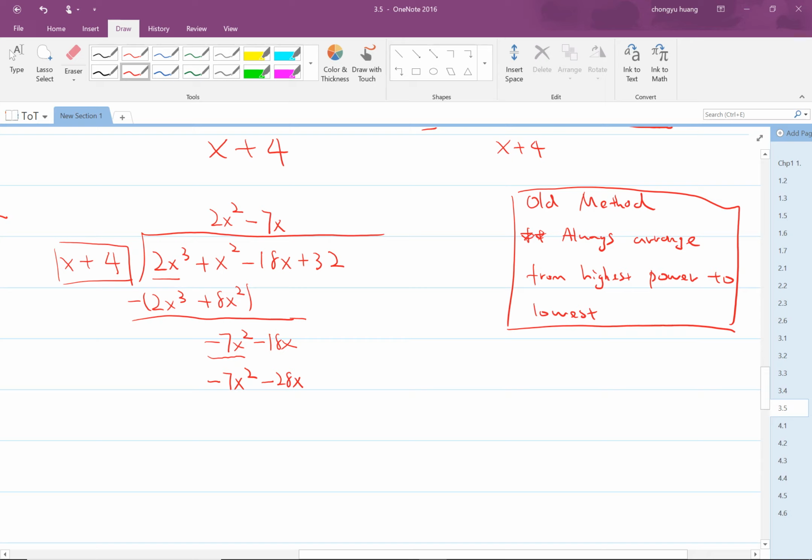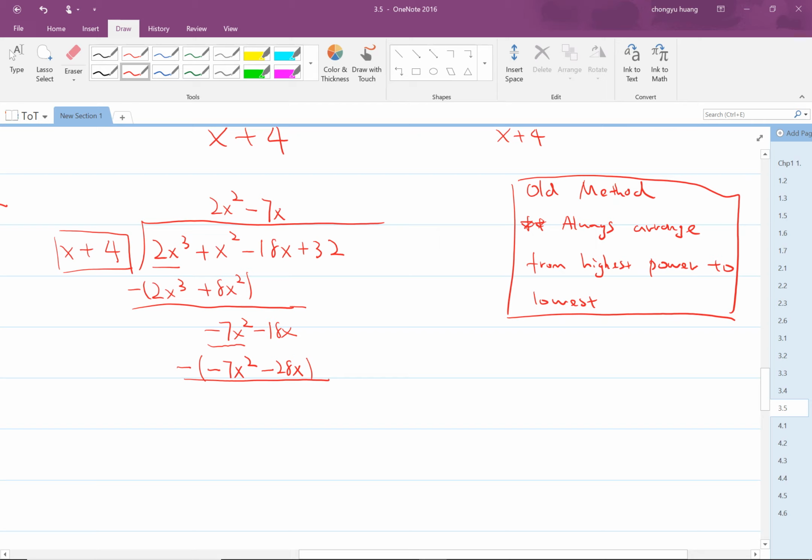Okay. 4 multiply negative 7x, it becomes negative 28x, right? So as always, we want to minus it, right? Negative 7x to the power 2 plus 7x to the power 2 is equal to 0, right? And then what we have is negative 18x plus, right? So plus 28x is equal to 10x, right? 10x plus 32, right?